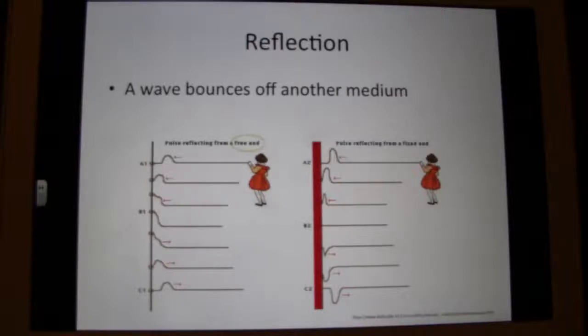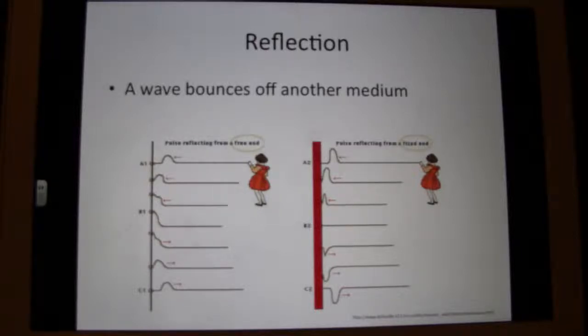If we now consider the example where the rope is attached to a wall, the rope will not be able to move up and down on the wall. This is considered a fixed end. A single pulse is sent down the rope toward the wall.